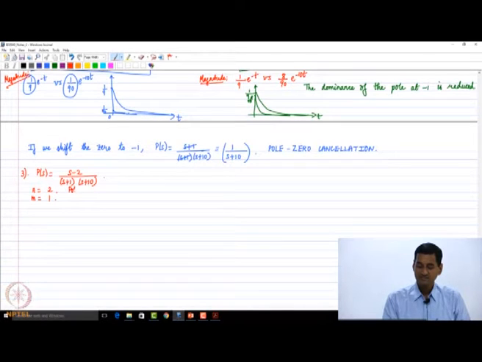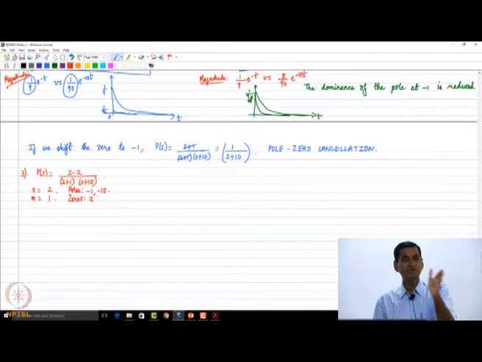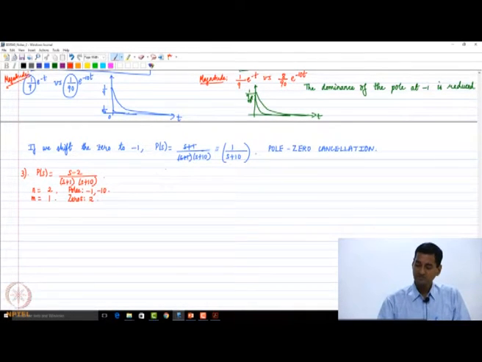The poles are still at -1 and -10. What about the 0? It is shifted to 2. So the 0 has gone to the right half complex plane.